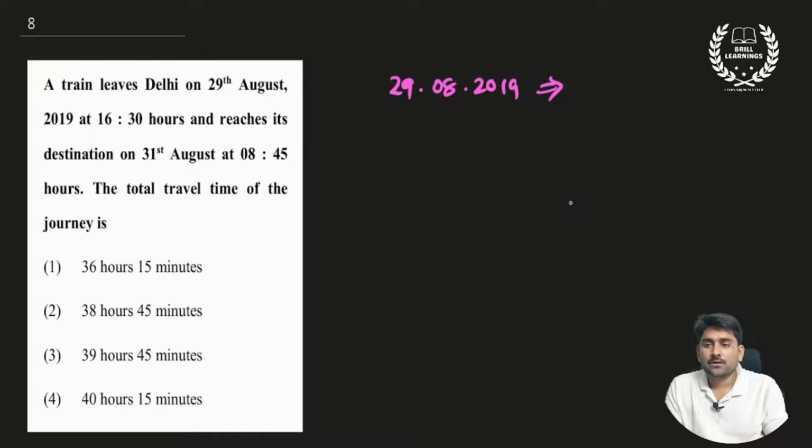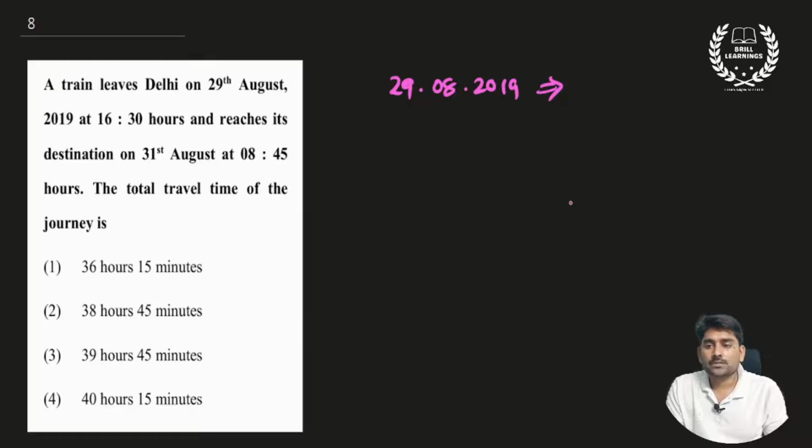Let's move on to the next question. A train leaves Delhi on 29th August 2019 at 16:30 hours and reaches its destination on 31st August at 8:45 hours. The total travel time of the journey is? First calculate the travel time on 29th August. Up to midnight only we have to calculate.